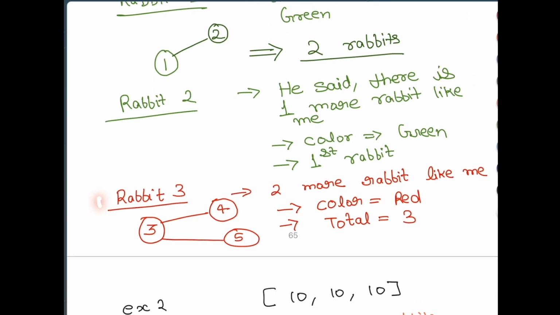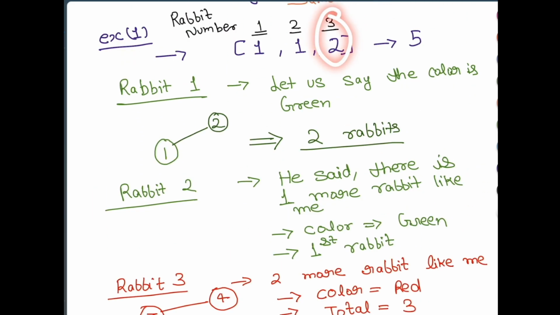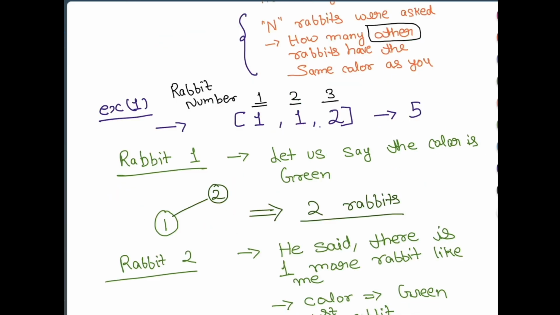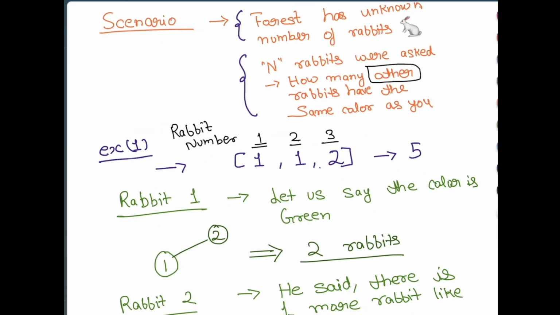So let us try to process the third rabbit. This third one is telling that there are 2 more rabbits who have the same color as me. Now again I will ask the same question to you: should we assign this rabbit the color which we already know, that is green, or some other color, that is blue, or maybe red? Any color you can assign, you just need to minimize the number of rabbits. So I would say the color should be red, but let us say the rabbit number 3 is of green color. So there is a rabbit number 3 of green color, and this rabbit number 3 is telling me that there are 2 more rabbits which have the same color as me.